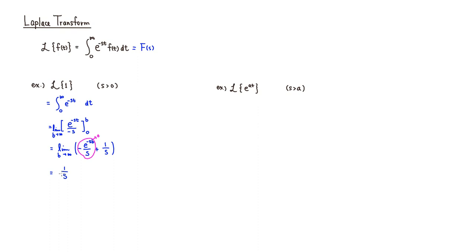Let's look at another example: the Laplace transform of the exponential function e to the at, assuming that s is greater than a. This is equal to the integral from 0 to infinity of e to the negative st times e to the at with respect to t. If you combine these two exponential expressions, this is e to the negative quantity s minus a, times t.